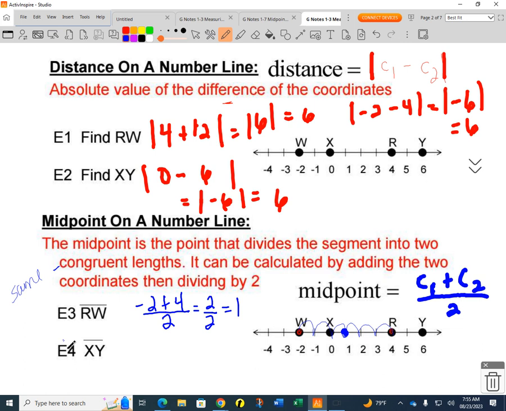Okay. So now let's look at XY. We know the distance, the length of the segment XY, because we found the distance between point X and point Y. Those are basically the same things.